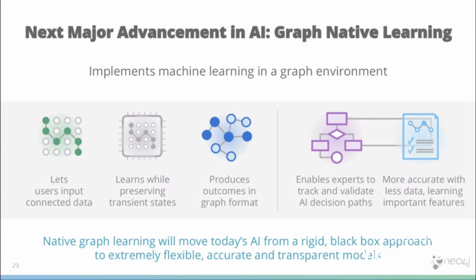And the whole idea here is that we're trying to go from a more rigid black box type of approach to something that is more accurate and more flexible and has more transparency. This type of technology isn't there today. There's nowhere you can go out and just buy some graph native learning off the shelf. It is in the research.